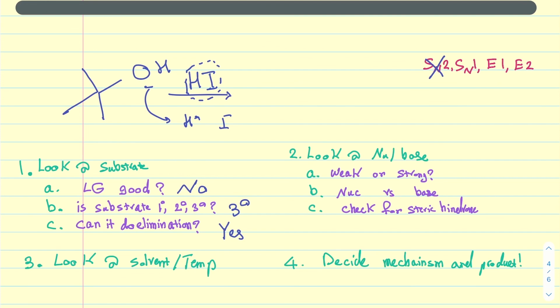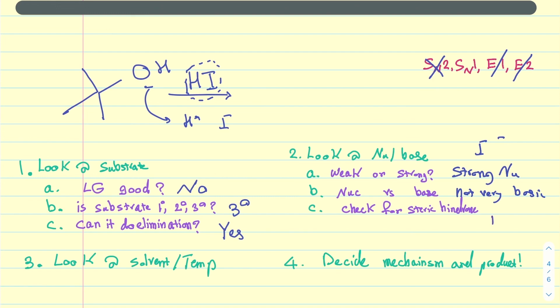The nucleophile that I have under these conditions is going to be I-. It's very strongly nucleophilic, not very basic. So that is going to eliminate the possibility of E2. And because of the fact that it's very strongly nucleophilic and not very basic, also eliminate the possibility of E1. So I'm kind of left with SN1.